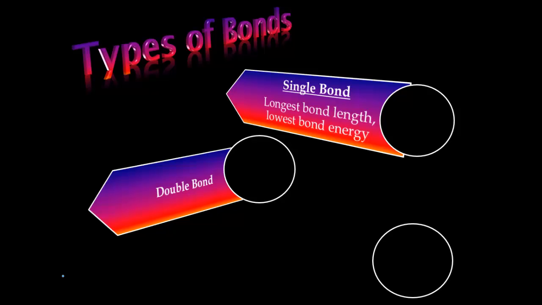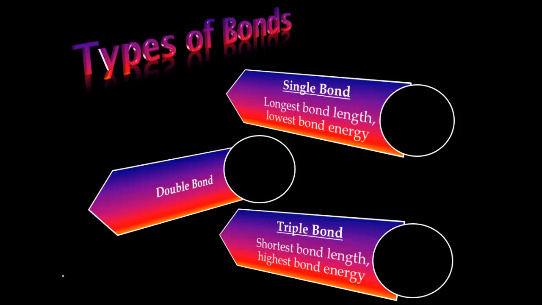The next type is a double bond. A double bond, of course, would be 2 shared pairs. And then we have a triple bond. A triple bond would be sharing 3 pairs. So this is going to be the shortest bond length, so the closest together we can get. And it's going to have the highest bond energy.